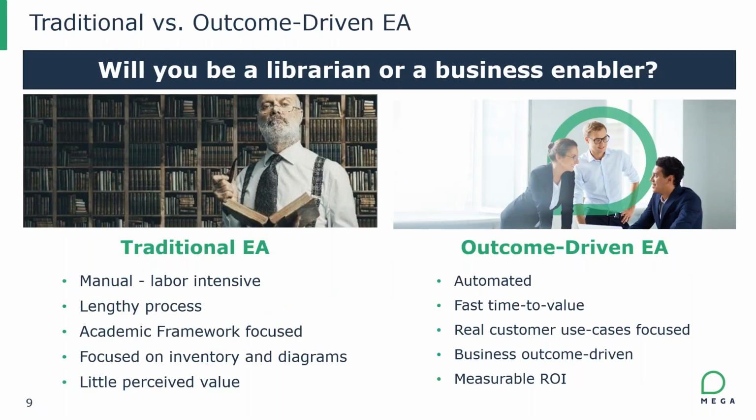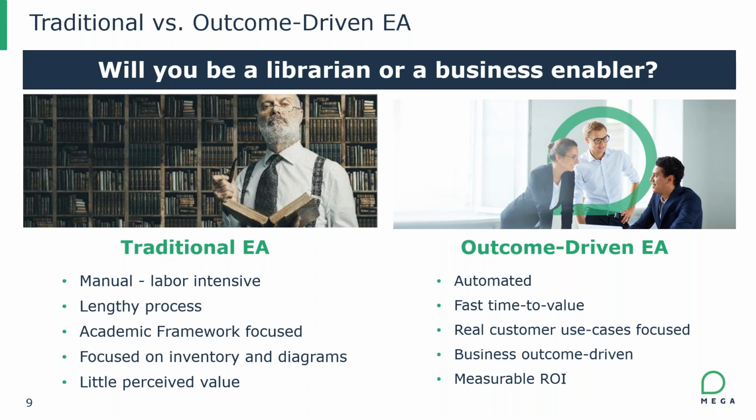So when we talk about Mega, we see a shift right now in the EA markets, and that is quite important for us to note here. EA has been seen a lot by business stakeholders as being sometimes manual, a little bit too lengthy of a process to perform, a bit too academic. And sometimes, the whole ivory tower problem that EA teams had in the past is still perceived a bit there.